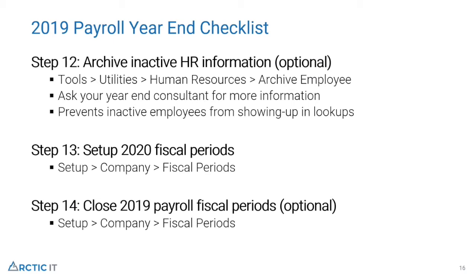Step 13 is to make sure you've got your 2020 fiscal period set up so that when you go to post payroll, it doesn't give you an error saying that that fiscal period hasn't been created yet. So get those fiscal periods set up. And step 14 is to close the 2019 payroll fiscal periods, which is, again, just checking the checkbox for payroll to say that nothing else can be posted to that year.